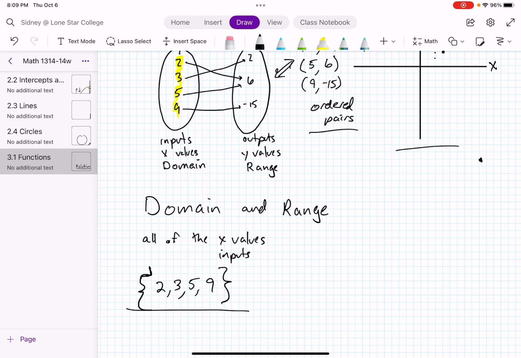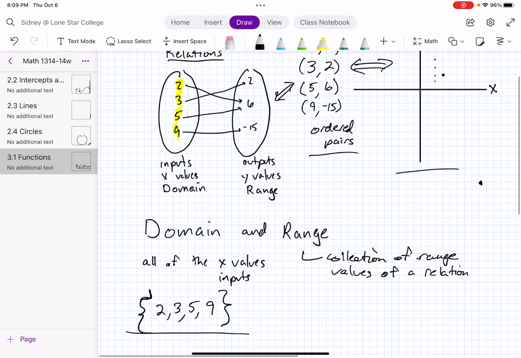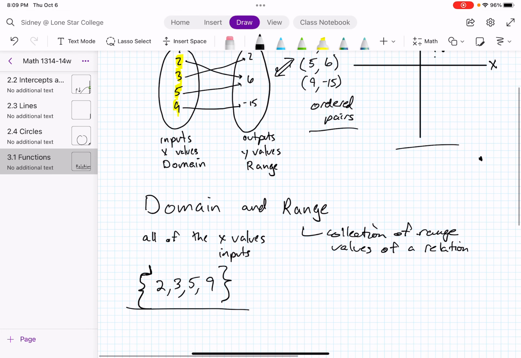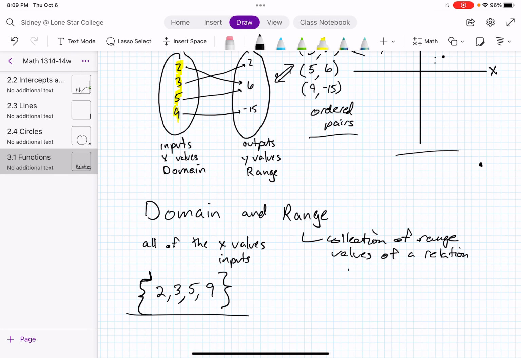Range has a similar value. It is the collection of range values of a relation. Now, similarly, when we talk about them as outputs or y values, we can look at them individually. But range is collective. It is the collection of all of the y values, all of the outputs used in this relation.